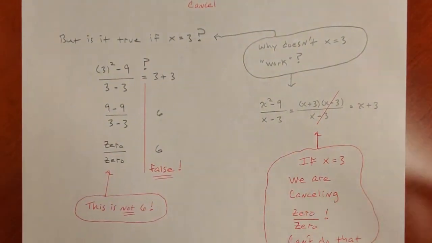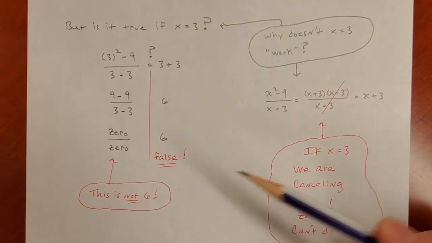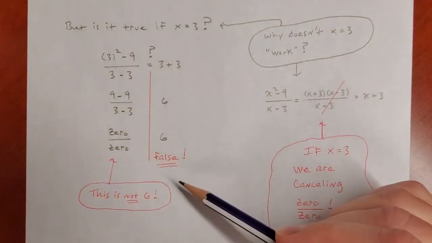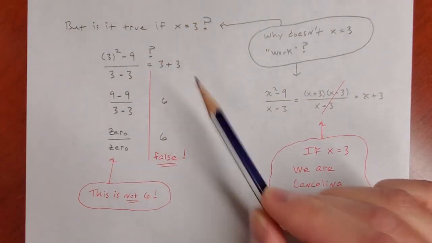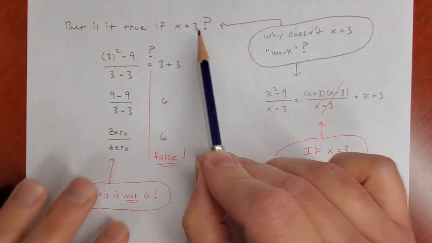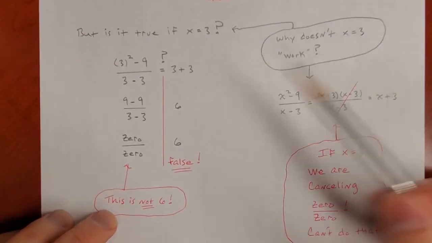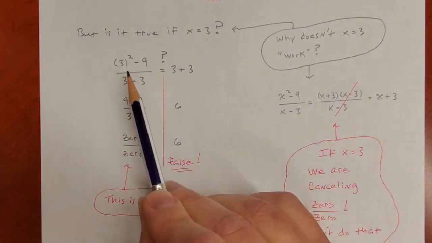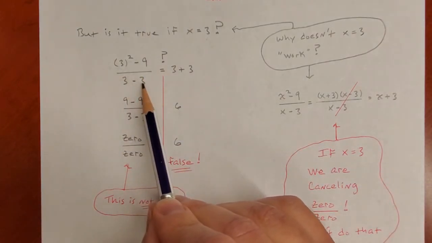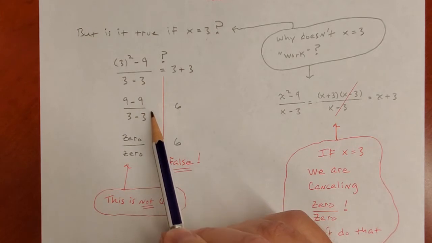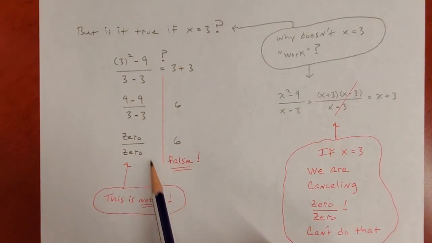Let me show you the reasoning behind that. So first, I'll demonstrate that it doesn't work. If I were to put 3 for x into this statement right here, here's what it would look like. 3 squared minus 9 over 3 minus 3. That's 9 minus 9 over 3 minus 3. That's 0 over 0. That's undefined.